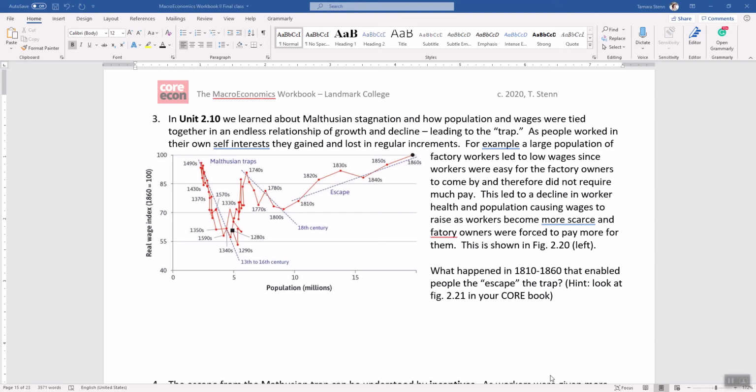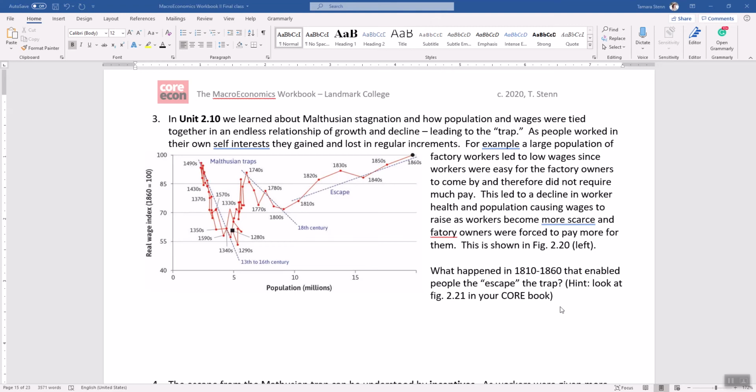We had that scenario where a large population of factory workers led to low wages, right? Workers were a dime a dozen, so they weren't very valuable, and they didn't require much pay. That caused the workers' health to decline because they didn't have enough money to live on. Population also declined, and then suddenly workers were scarce, and businesses had to up the ante, pay the workers a little bit more, and then they were able to be more prosperous and thrive and multiply until they multiplied too much and had a demise. Right, and that was the up and down that we're starting to see.